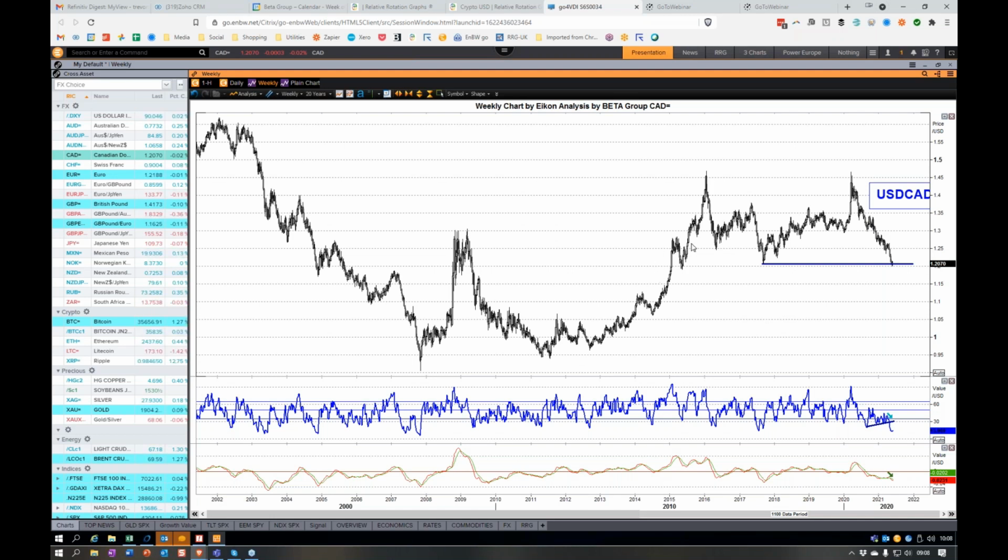Very little support here. Support comes in right down here, around the 105 area, 105, 110 area here. But between here and here, it could move quite fast. So this could get a bit out of control, I think.